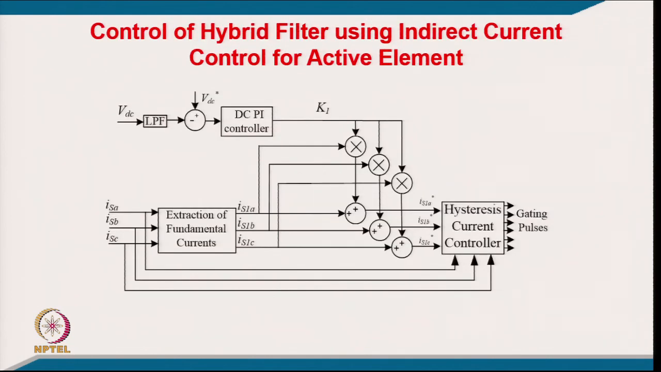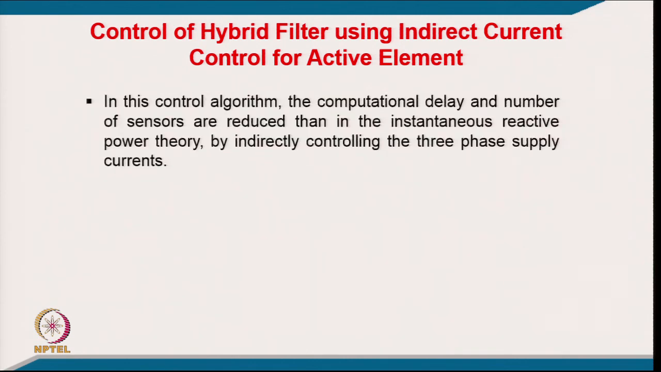Coming to the control of the hybrid filter using indirect current control, this is what we have here. We are sensing the supply current and estimating the fundamental out of it. Of course, we regulate the DC link voltage: we take a low pass filter because a DC component is there, then we put a PI controller, which we consider as a gain, and we multiply this gain with the fundamental and then add it. So, we get the virtually added gain, and along with the sensed current we get the gating signal for the hysteresis current controller for this indirect current control.